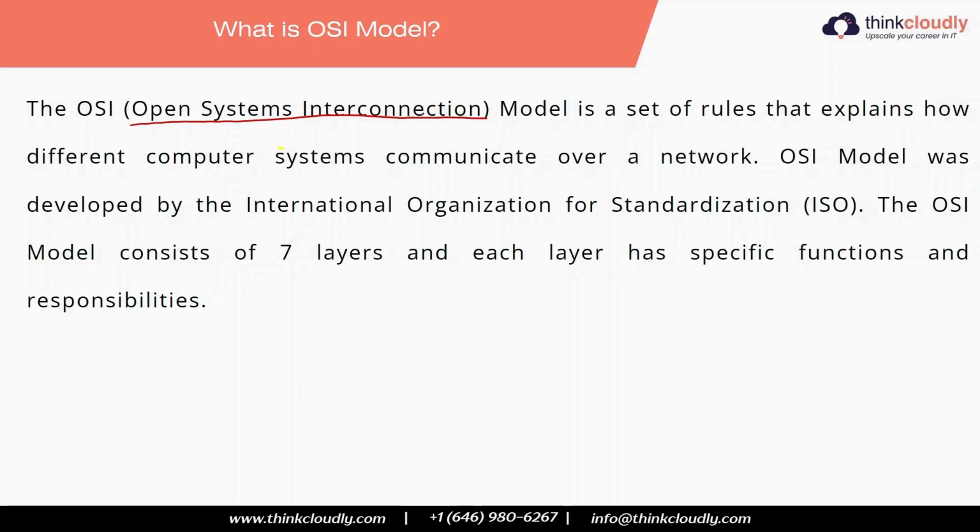For production, we always go through TCP/IP, Transmission Control Protocol, which comprises only 4 layers. So it combines basically the 3 layers of OSI into a single layer called the application layer.